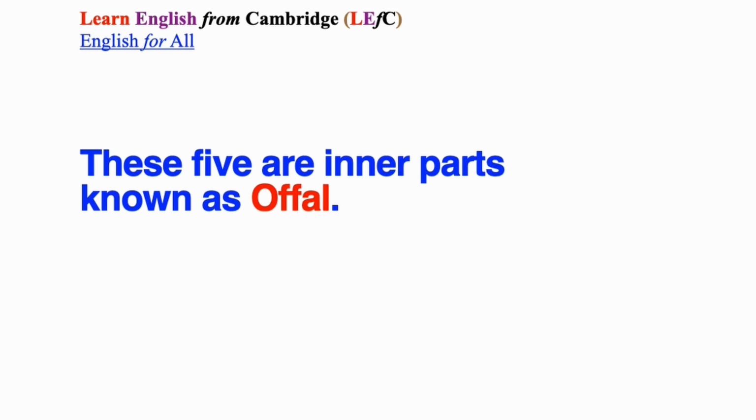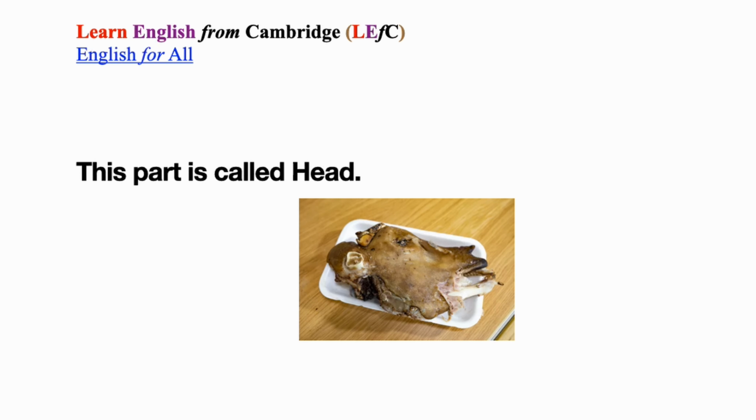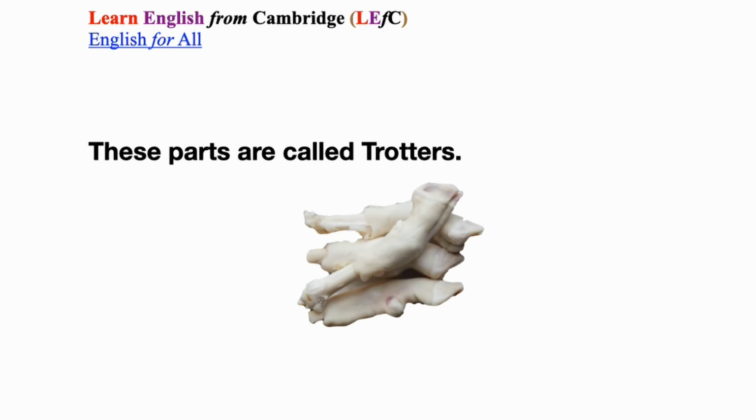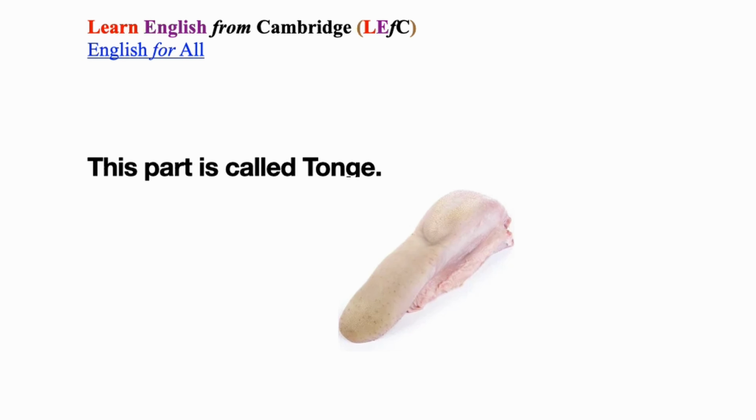These 5 are inner parts known as offal. This part is called head. These parts are called trotters. This part is called tongue.